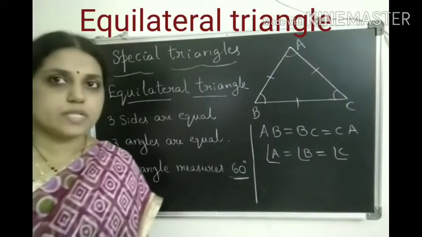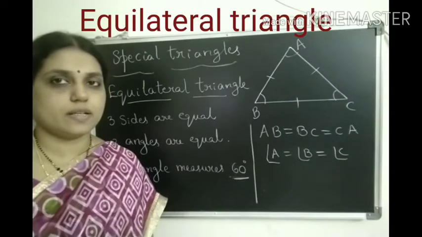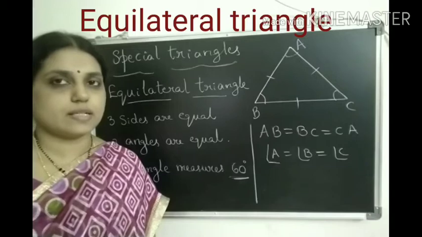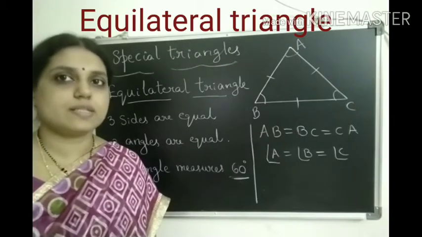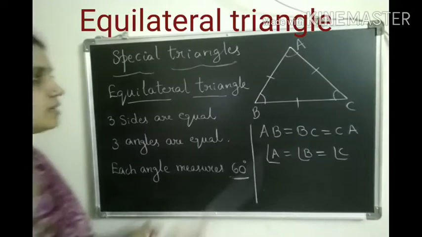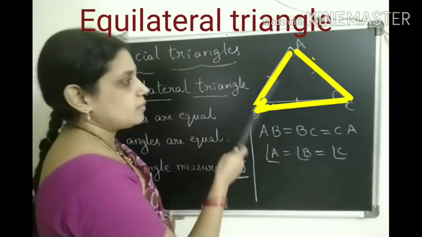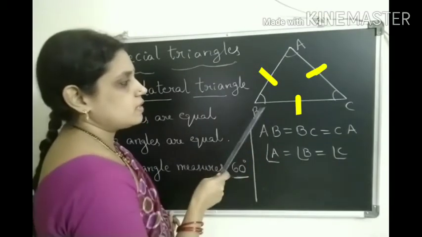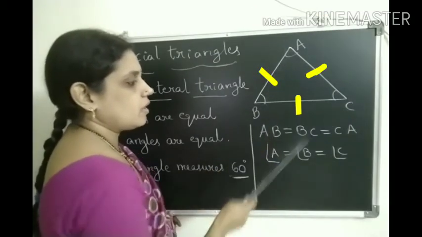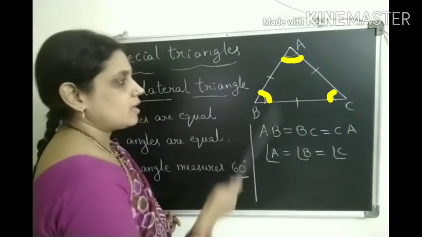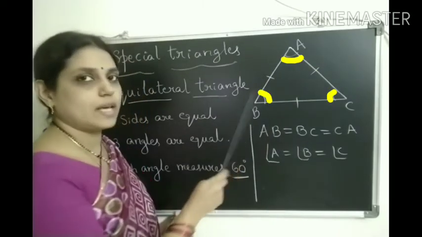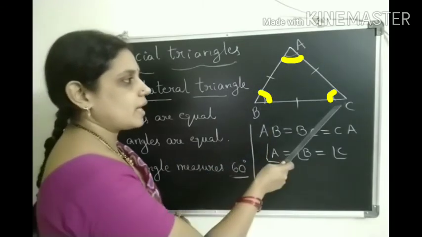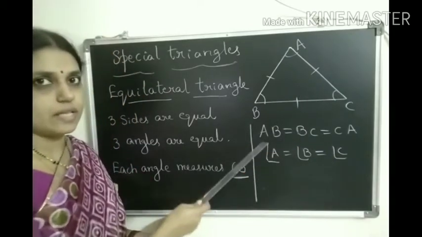Now one more special triangle, that is the equilateral triangle. An equilateral triangle is a triangle with three equal sides. Equilateral, equal sides. So here this is a rough sketch of an equilateral triangle. Here by seeing the symbols you can say that all the three sides are equal. AB is equal to BC is equal to CA. All the three sides are equal in length, and the measures of all the three angles are also equal. So angle A equal to angle B equal to angle C. So this is the equilateral triangle.